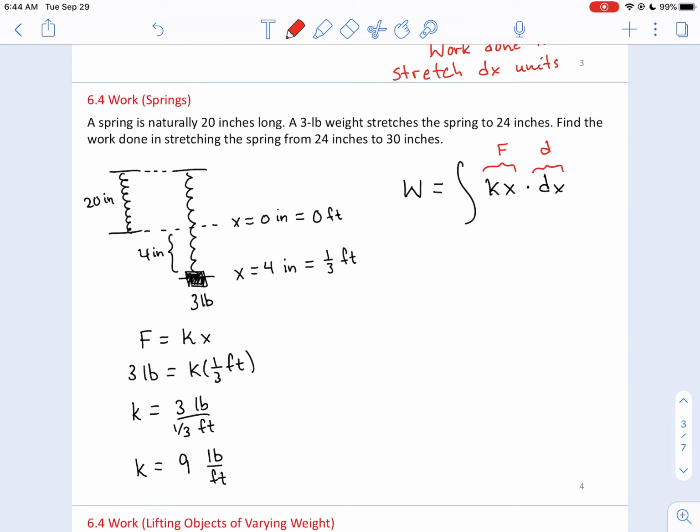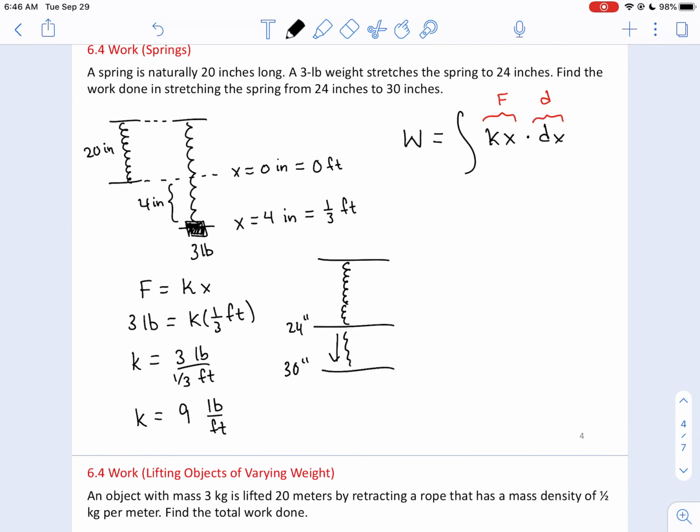Now we just have to say we have to go from x units beyond natural length to x units beyond natural length. So we're stretching from 24 to 30 inches. Then we want to go from how far beyond natural length to how far beyond natural length. Well, natural length was 20, and that always corresponds to x being 0. So we're actually 4 inches beyond natural length to start, and we're going to end at 10 inches beyond natural length. All right, we're trying to figure out how much work is done here.